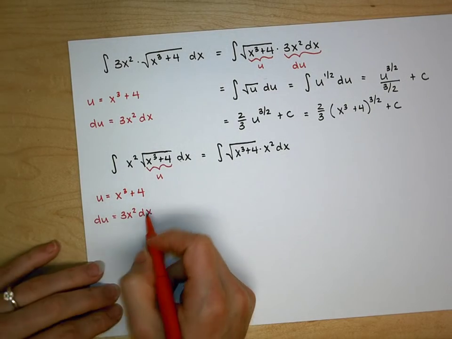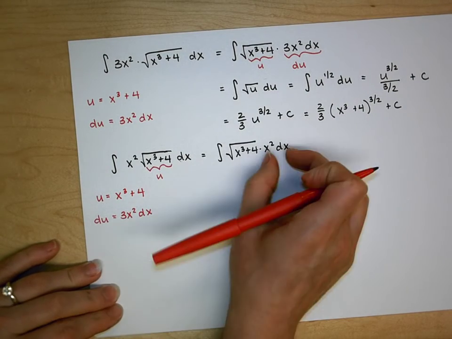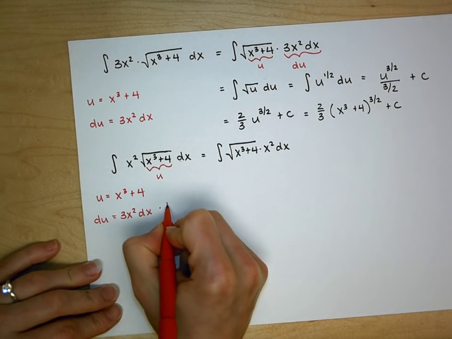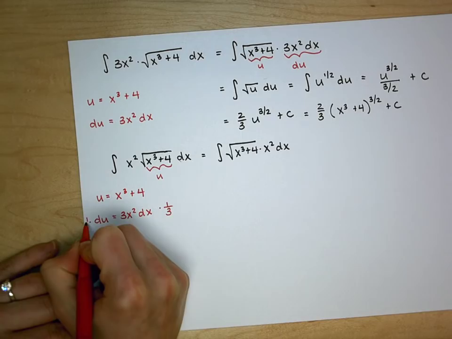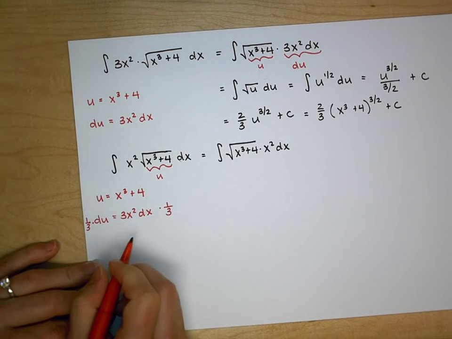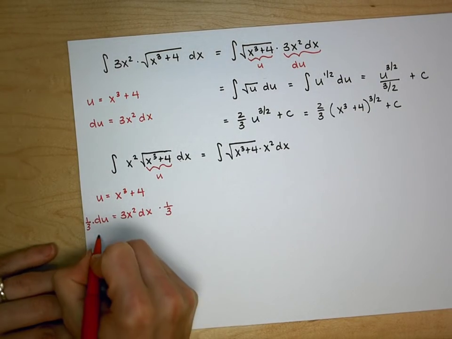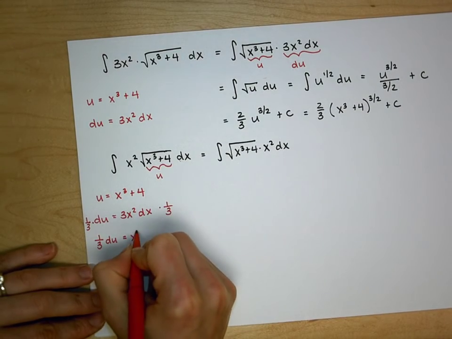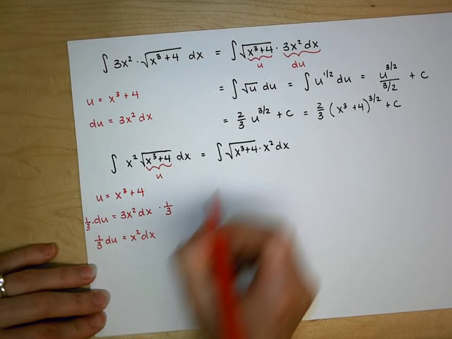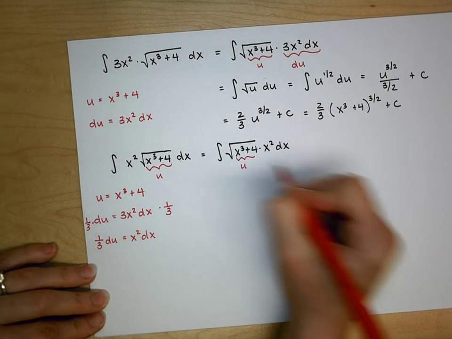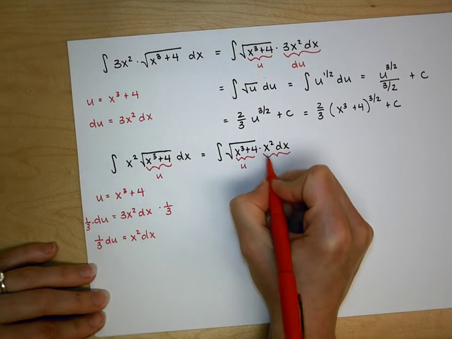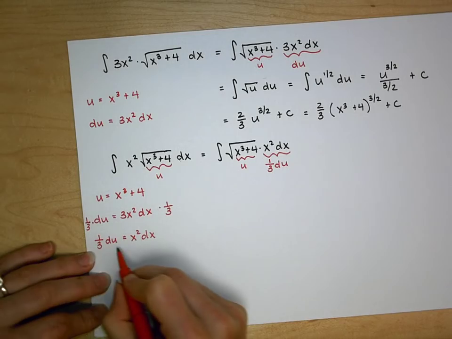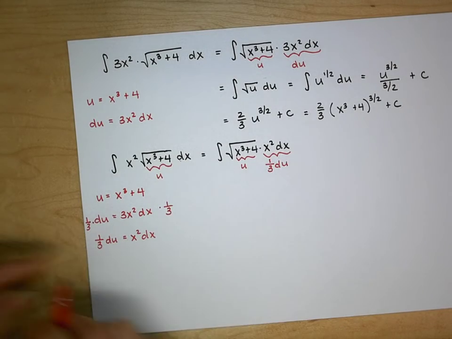So what we can do is basically try to get this right side to match exactly what we have here. And I can do that by multiplying both sides by 1/3. Or you can think of dividing both sides by 3, right, to get rid of that 3. So I see that 1/3 du is x squared dx. So that allows me then to replace this with not du, but 1/3 du. 1/3 du is x squared dx, that piece there.